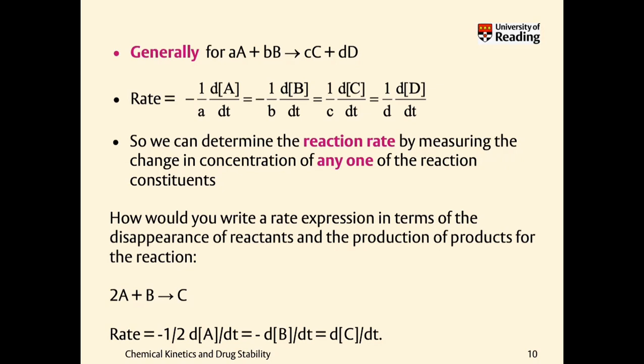So it doesn't matter whether in your experiment you're measuring the concentration of A and how it changes with time, or the concentration of B and how it changes with time, or the concentration of C and how it changes with time. You will have a way of linking these together so you can see how it links to the rate of change of any one of those individual elements of the reaction.